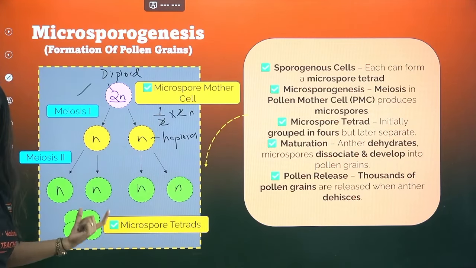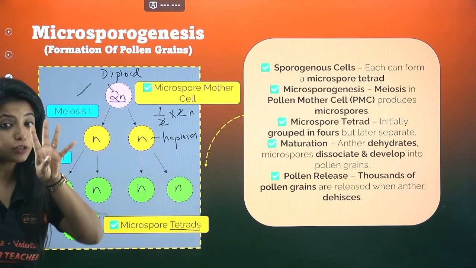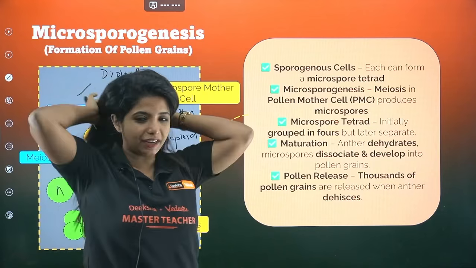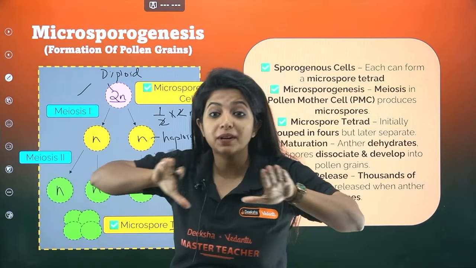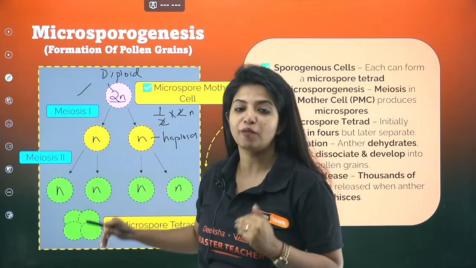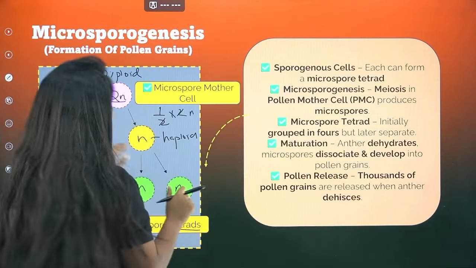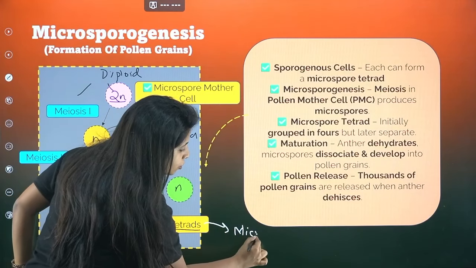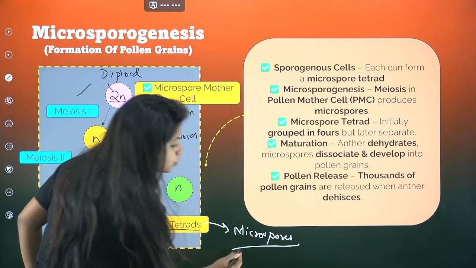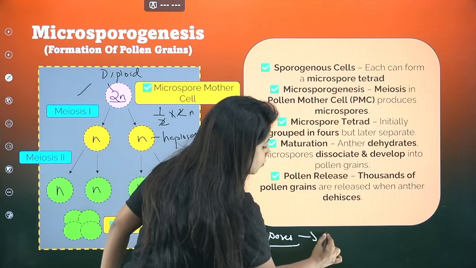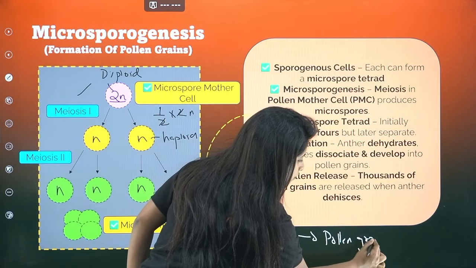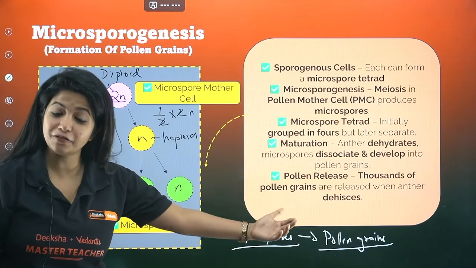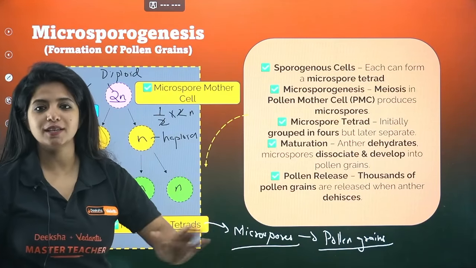You call them microspore tetrads. Tetrad means 4 of them. Now these 4 are going to separate when there is dehydration. So when they are formed, they come in the form of microspore tetrads. Later these microspore tetrads will give microspores, and later these microspores will form pollen grains. This is how things are going to go. So these microspores themselves later form the pollen grains.